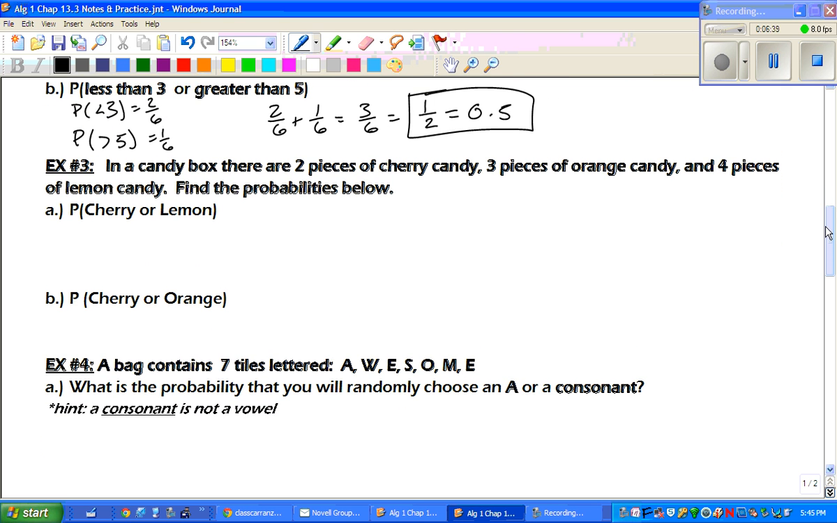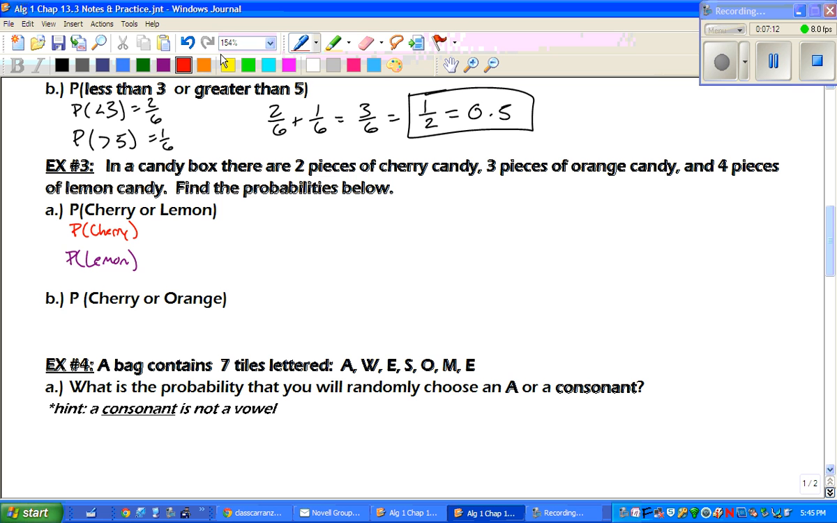Number 3. These are the ones you guys really have to pay attention to. In the candy box, there are 2 pieces of cherry candy, 3 pieces of orange candy, and 4 pieces of lemon candy. Find the probabilities below. So we want the probability of cherry. We're going to make that red for cherry. And yellow is kind of hard to read, so we'll do that in purple.